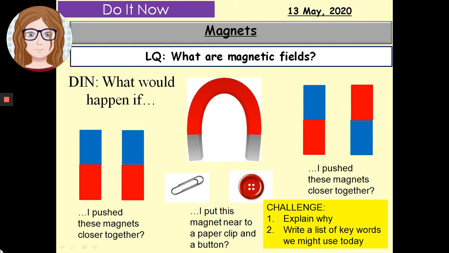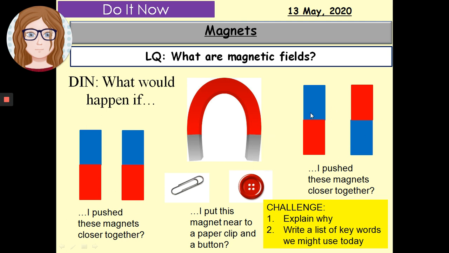We're going to do about magnets and magnetic fields. So have a think about this do it now question to start with. What would happen if I push these two magnets over here closer together? Notice how they're lined up. So the two blue parts are close to each other and the two red parts are close to each other.